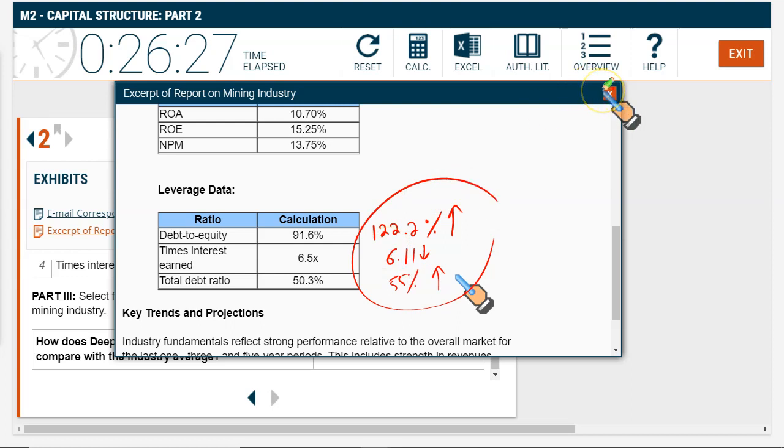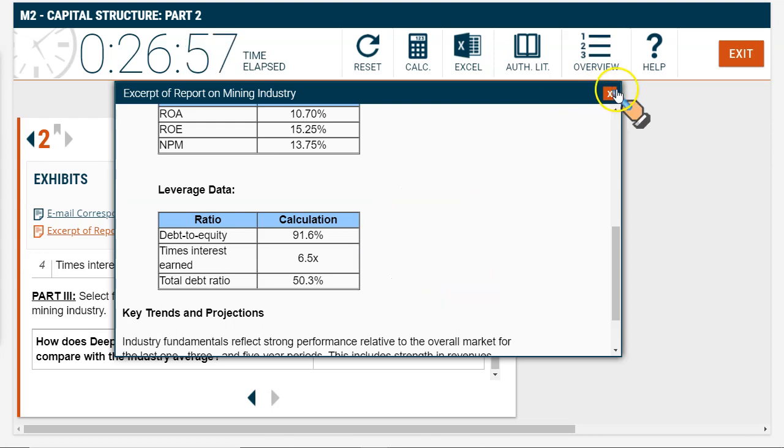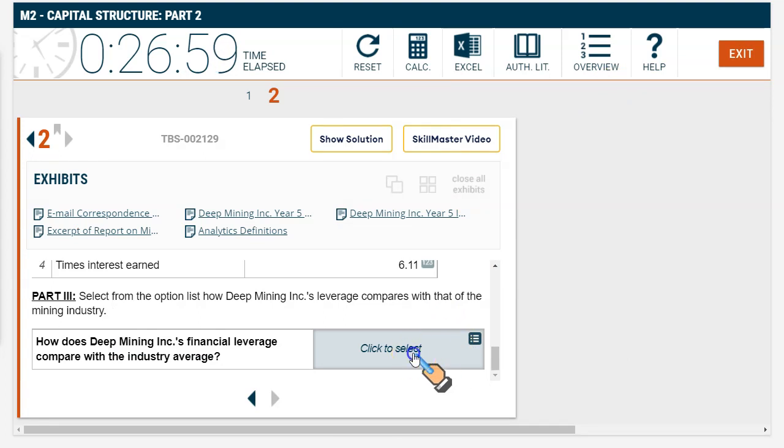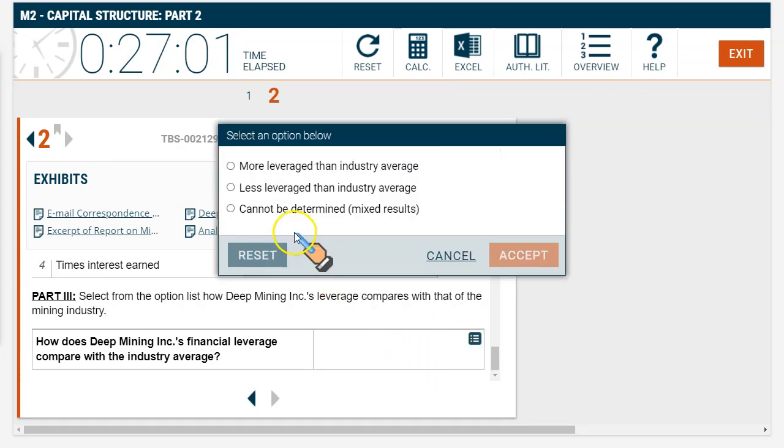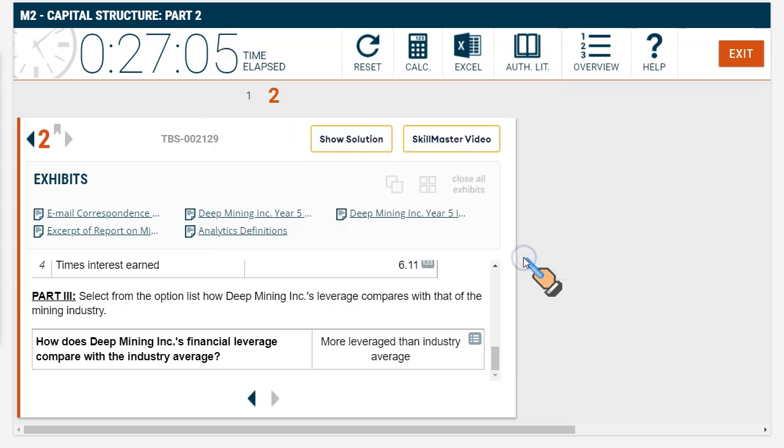So now we can just give our response and close this simulation. More leverage than the industry. This is the right option. And you are done.